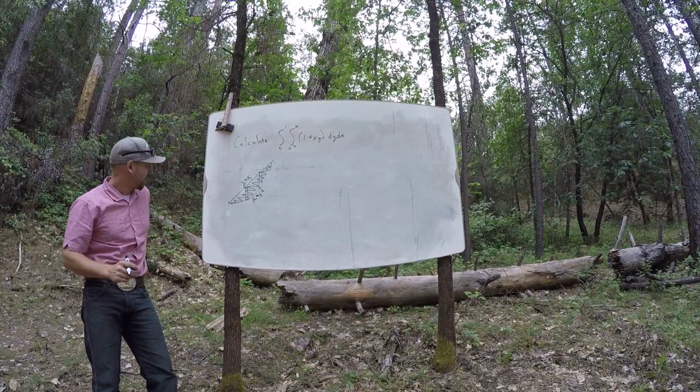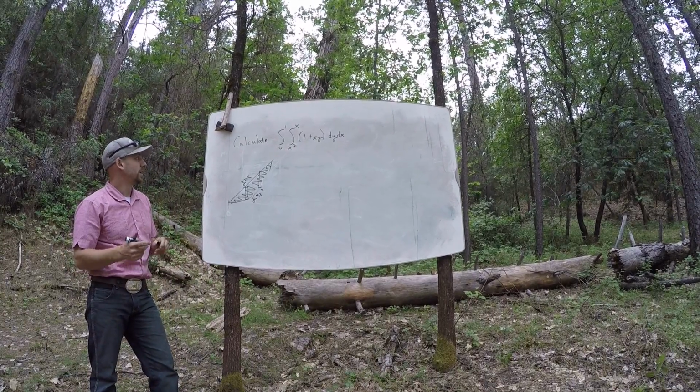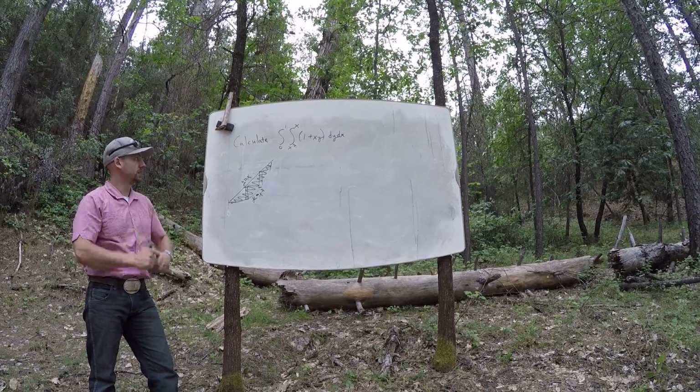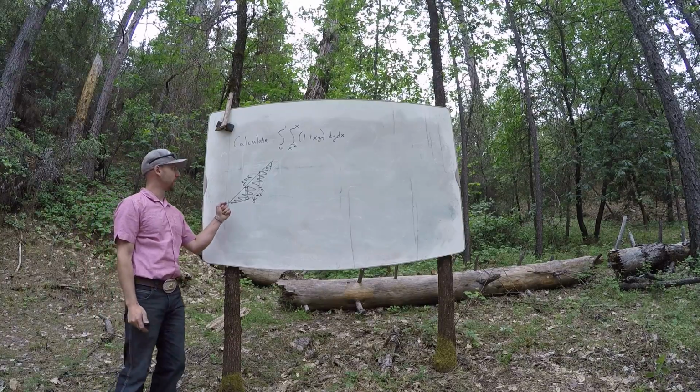Okay, so let's calculate the integral from 0 to 1 and the integral from x squared to x of 1 plus xy dy dx. And we already drew the region we're integrating over.